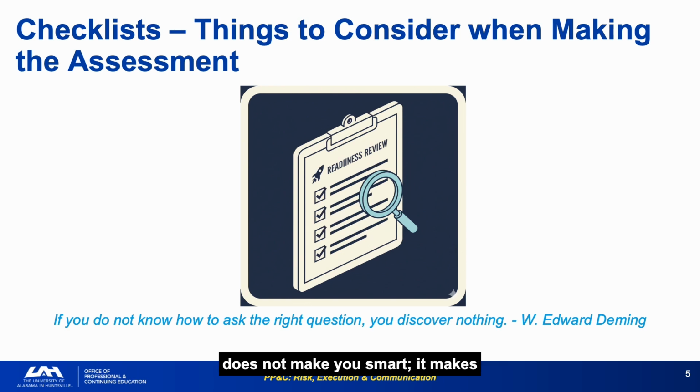The checklist does not make you smart. It makes you systematic. And systematic analysis catches things that smart but unsystematic analysis misses. The goal is to reach the point where the checklist questions are so thoroughly internalized that you ask them automatically, not because you are reading from a list.